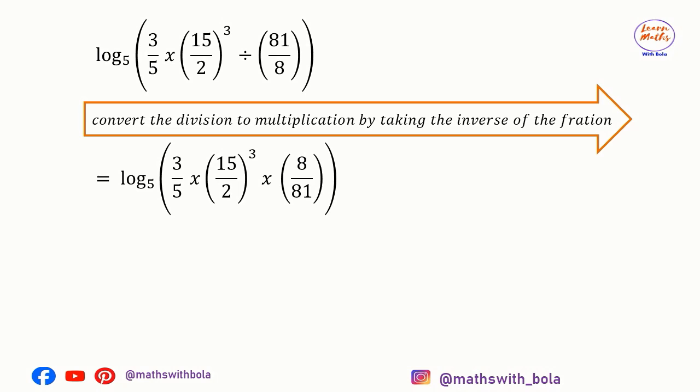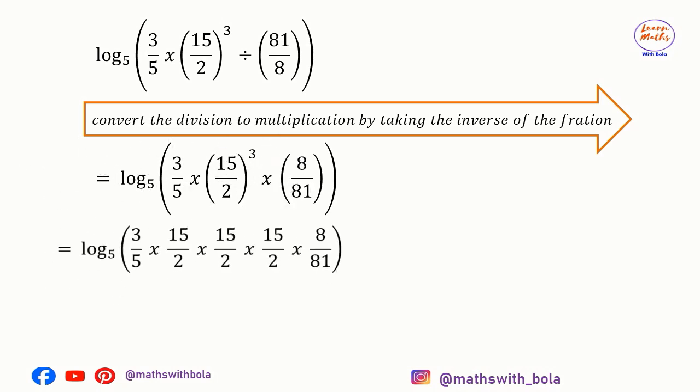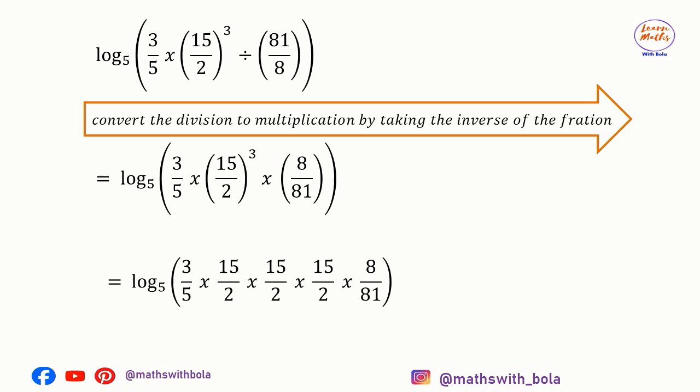So I want to open the brackets, and what I will do, I'm not going to multiply 15 in 3 places, because we are solving without a calculator, and I don't want it to become more complex. Rather, we keep it as simple as possible. So we are going to have something like this: 3 over 5 times 15 over 2. Don't forget that 15 over 2 is raised to power 3, so we would have it in 3 places, times 8 over 81. And this part is crucial because I'll be cancelling and dividing them. So please kindly pay attention with me.